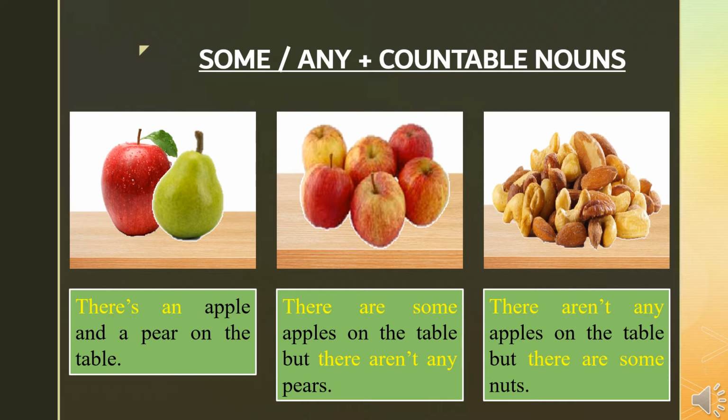And for example 3, there are not any apples on the table, but there are some nuts. This is the same one. We can see that it used any for the apples because the picture did not have any apples, and we use some for the nuts because the picture has nuts.